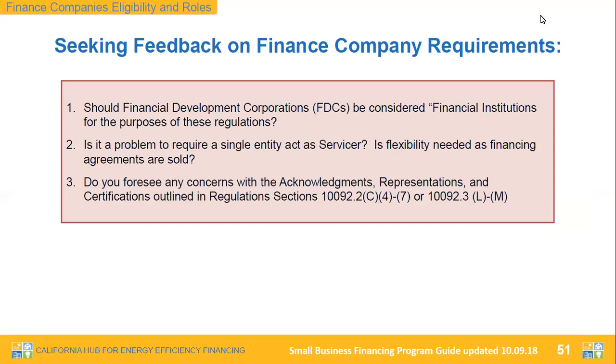So it is 11 o'clock. We are only 4 minutes behind. That's so exciting. So I'm going to pause now to see if anybody wants to comment or ask questions on the finance company. You had a hand go up and then go down.